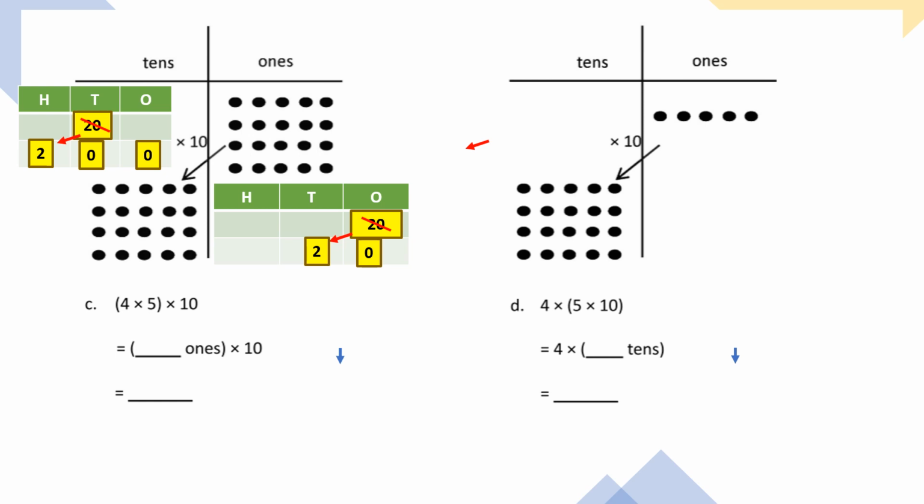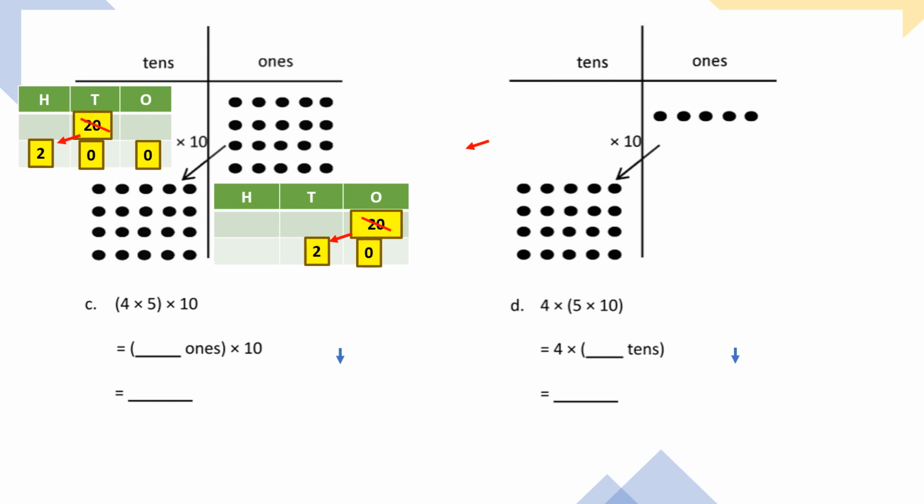All right, now let's look at this problem right next to letter C. All they did was break apart a way to solve for 200. So the equation next to letter C says 4 times 5 times 10. Let's solve what's in the parentheses first. What's 4 times 5? Now remember, 4 times 5 is the same thing as saying 4 rows of 5.